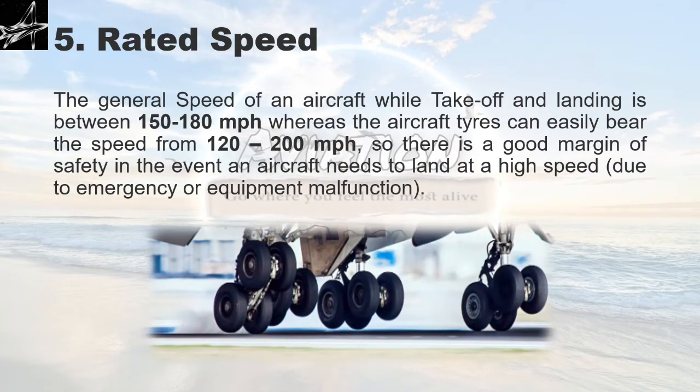Now the fifth and one of the most interesting parts, rated speed. The general speed of an aircraft while taking off and landing is between 150 to 180 miles per hour, whereas the aircraft tires can easily bear speeds of 120 to 200 miles per hour. So there is a good margin of safety in the event an aircraft needs to land at high speed. So as I have told you, with our experience, we design all these things.